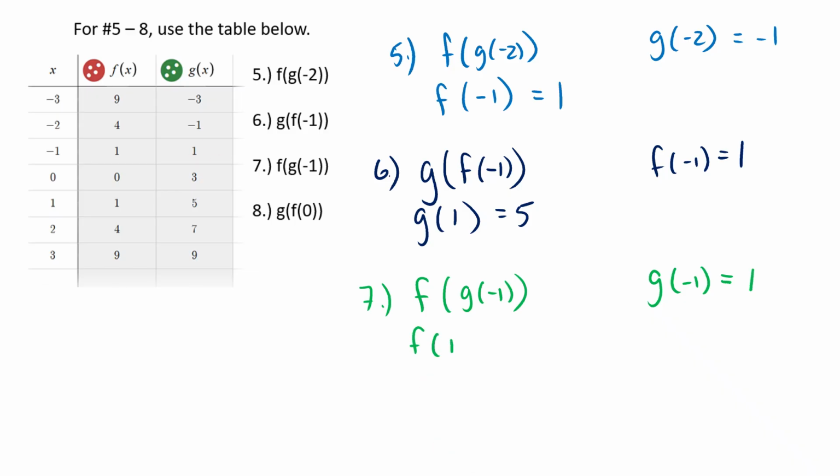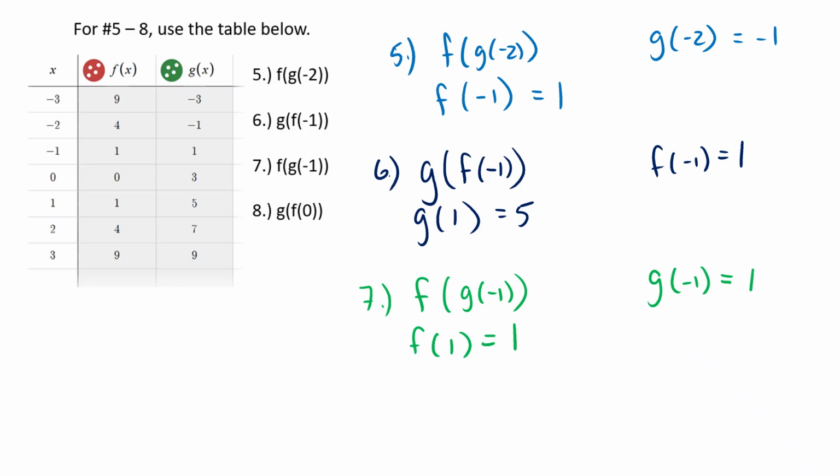And so this becomes f of 1, which is 1. Now, in individual cases, could that end up being the same number? Yes. It's going to depend on what's in that table. Whether you have an individual value where those numbers bounce back and forth, and g of f of -1 happens to be the same thing as f of g of -1. Yes. But in general, they are not commutative. We don't want to take an exception and then generalize the wrong way from it.